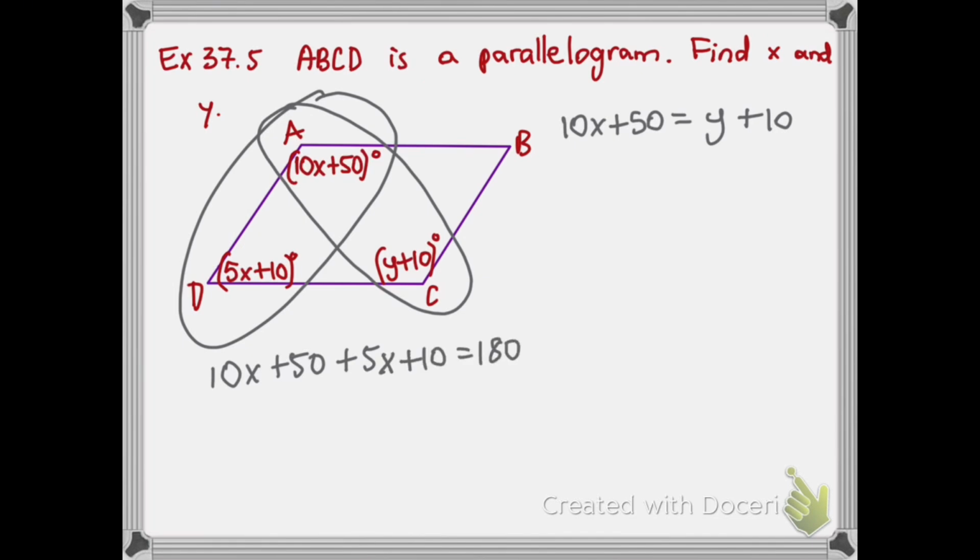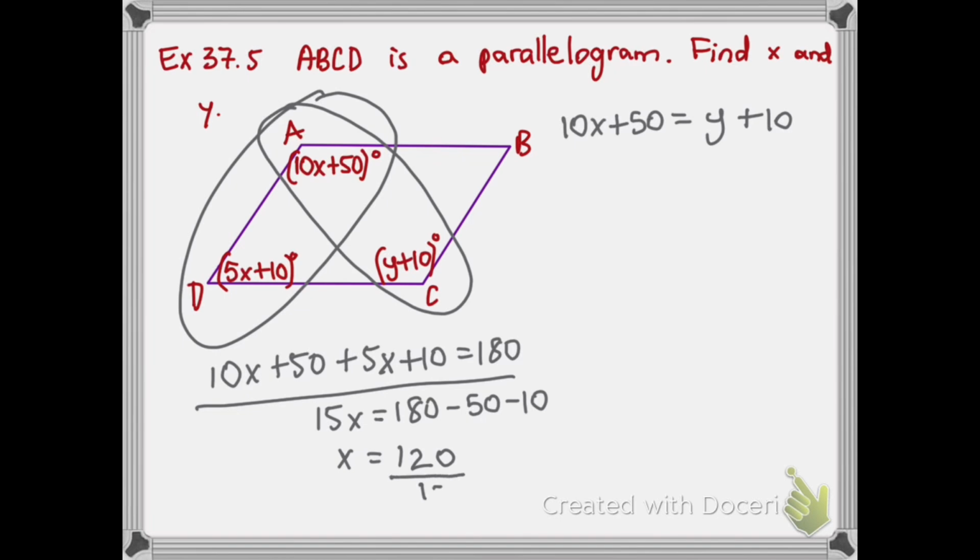Now in this case, we have to start by solving this equation. Why? Because it's the only equation that has one variable. In this other one, we have x and y. So here we have to add like terms. So 15x equals 180, and then pass the 50 to subtract and the 10 to subtract. So 180 minus 60 is 120. And 120 divided by 15 is 8.